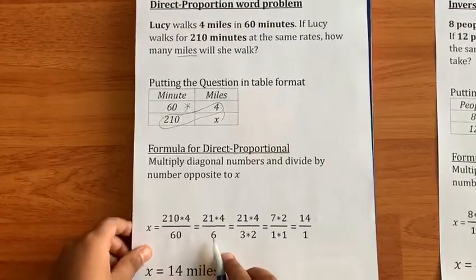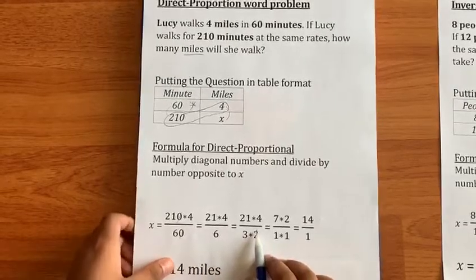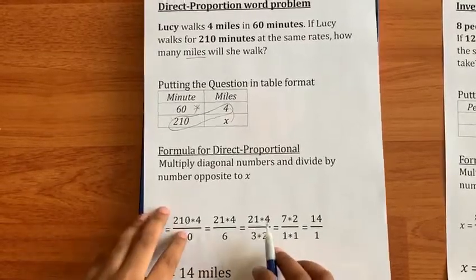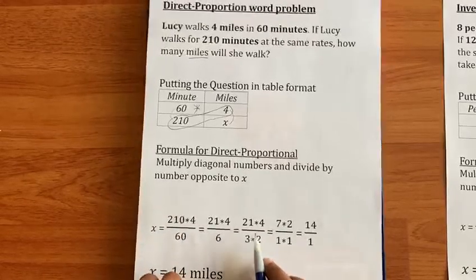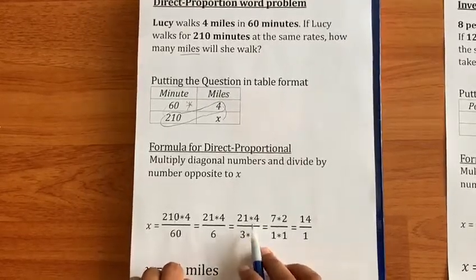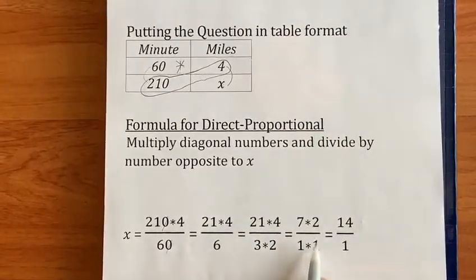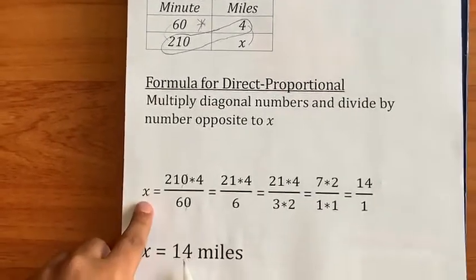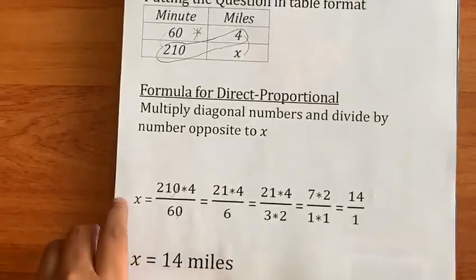Then I see that we can break 6 into 3 times 2. And now we can simplify even more. 3 goes into itself once, and 3 goes into 21 7 times. And 2 goes into itself once, and 2 goes into 4 2 times. So then we get our new equation of 7 times 2 over 1 times 1, which equals 14 over 1. So x equals 14 miles. In 210 minutes, Lucy can walk 14 miles.